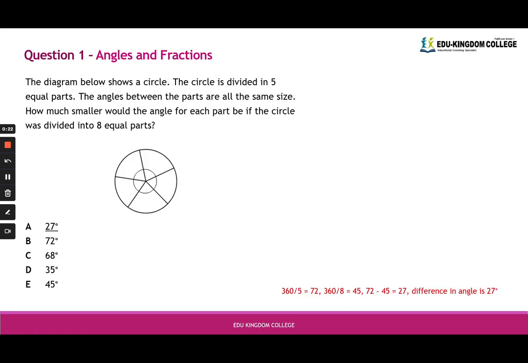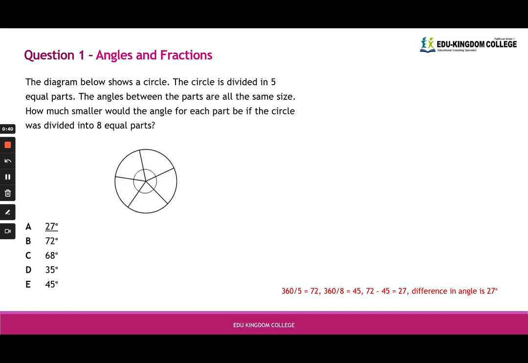Question 1, so angles and fractions. It says here, the diagram below shows a circle. The circle is divided in 5 equal parts. The angles between the parts are all the same size. How much smaller would the angle for each part be if the circle was divided into 8 equal parts?